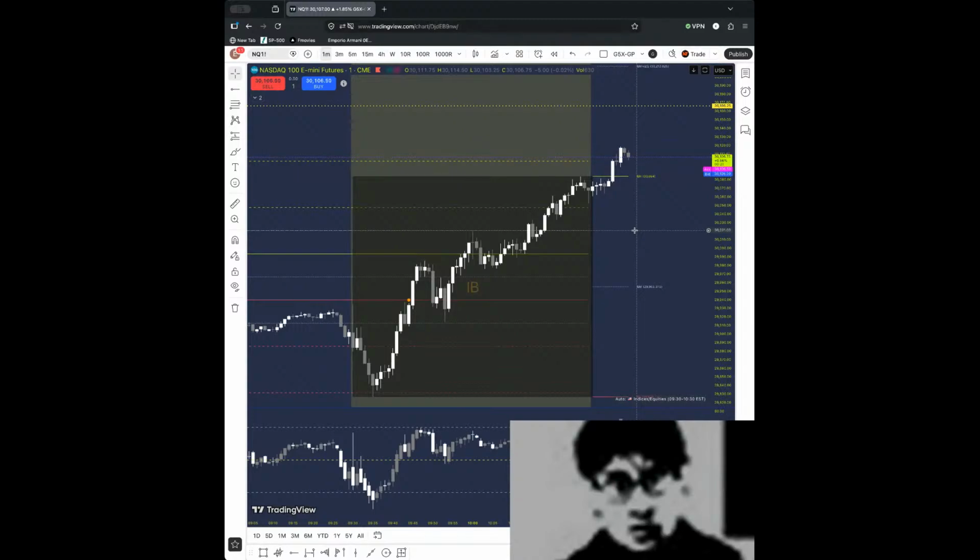See if I can get out of this on this small pullback here if they give it to me. I need them to go back and touch the top of where we just broke out of, and I'm gonna exit.